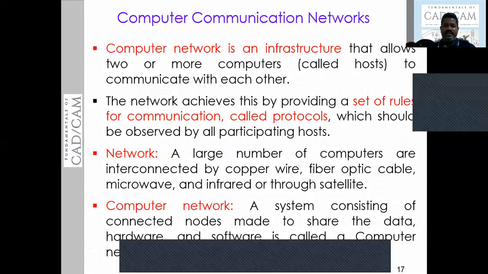When the computers are connected using network cables, or to some extent satellite, it is called a network. So those computers are called nodes in that network. Then when you come to the computer network, a system consisting of connected nodes, you have a junction. To that junction, when a number of computers are connected together, it is called a computer network. These computers are connected to that network.